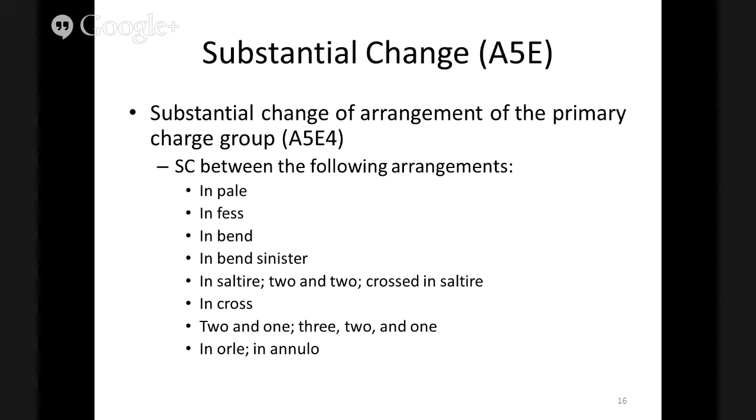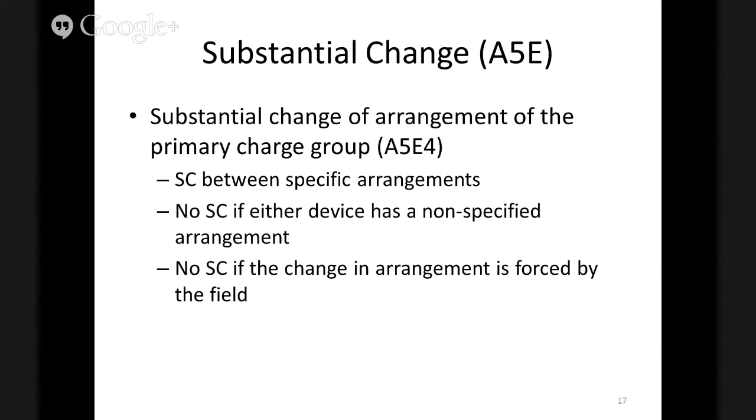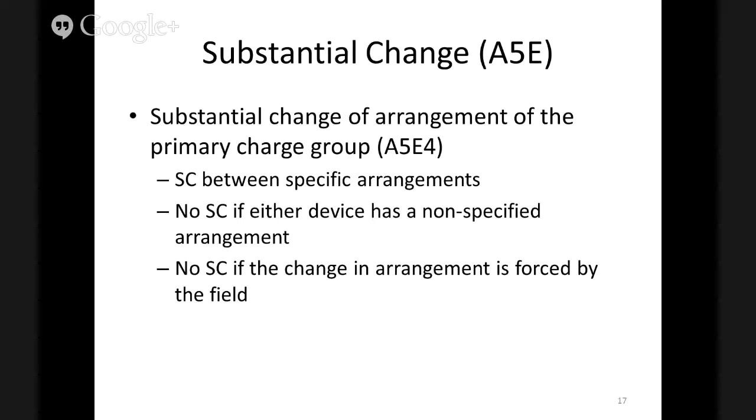Same thing with in orle and in annulet. In orle and in annulet are not the same, but they don't give us substantial change between them. So it's only between those specific arrangements. There is no substantial change if either of the devices has an arrangement that's not on that list. We'll see that in a second. And you also don't get a change in arrangement for what's called a forced change. We'll see that in a second.